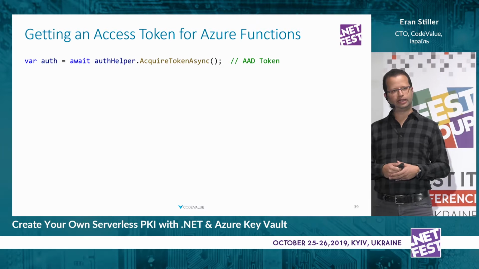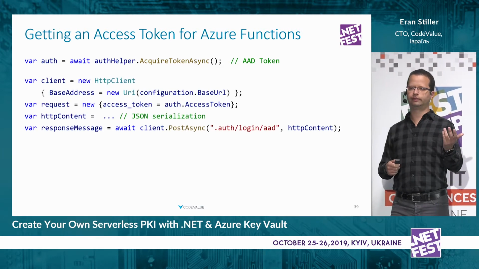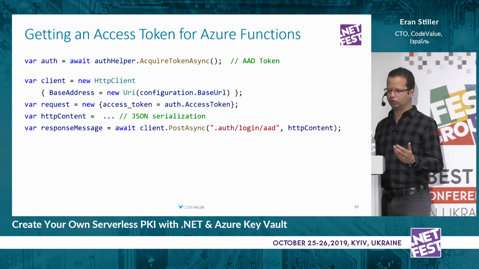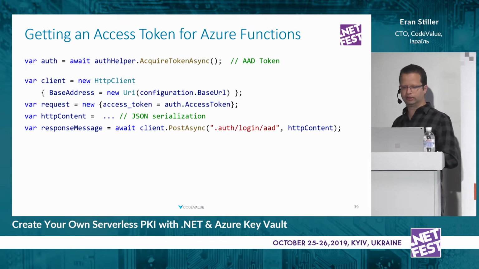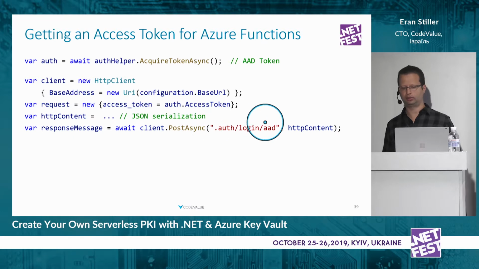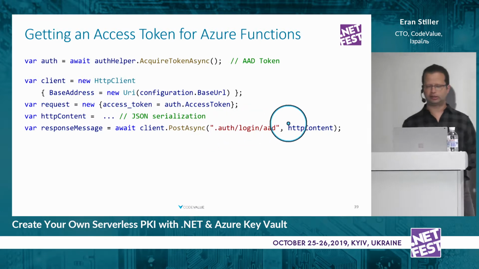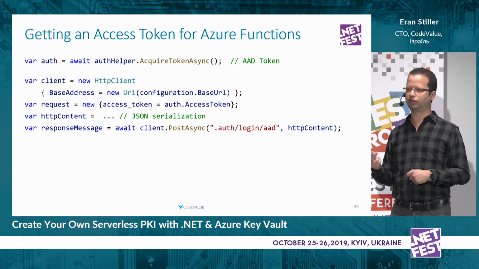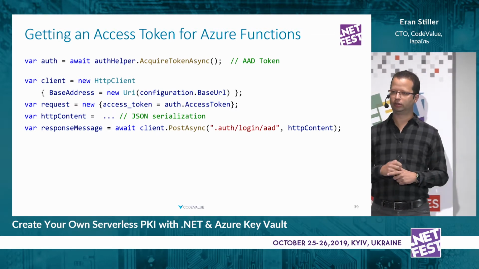Once we have the access token, we need to authenticate ourselves with the certificate authority, with Azure Functions. So we take the access token that we got from Azure Active Directory. We serialize it into an HTTP request, and we post this request to this URL on the Azure function, .auth/login/AAD. And this is the way you authenticate with the app service authentication feature, the one I showed you a moment ago.